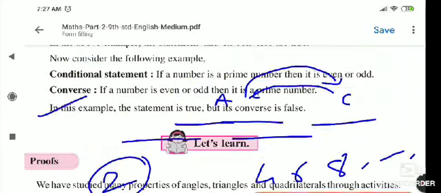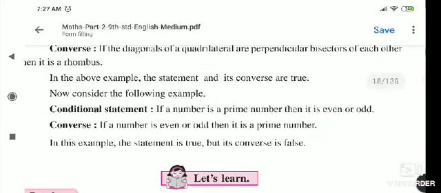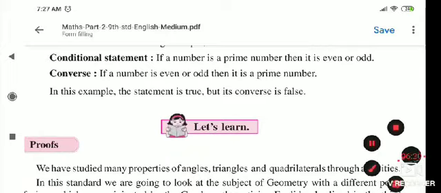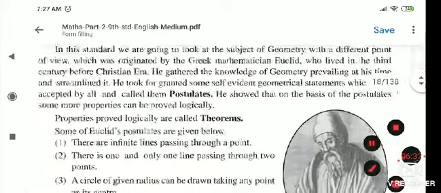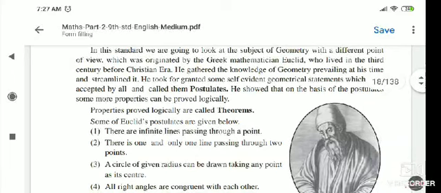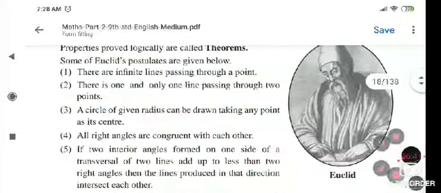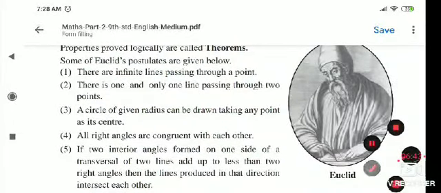Understand that the statement given above and its converse are both true, but for some statements the converse may be false while the statement is true. For that, here they gave you some of the postulates of Euclid. Euclid is a scientist, and he said that an infinite number of lines pass through a single point. Okay, that we had seen.